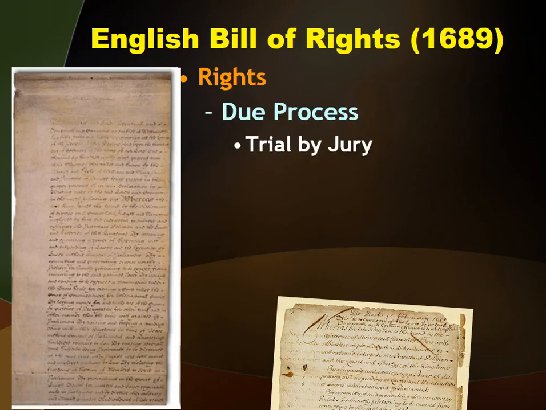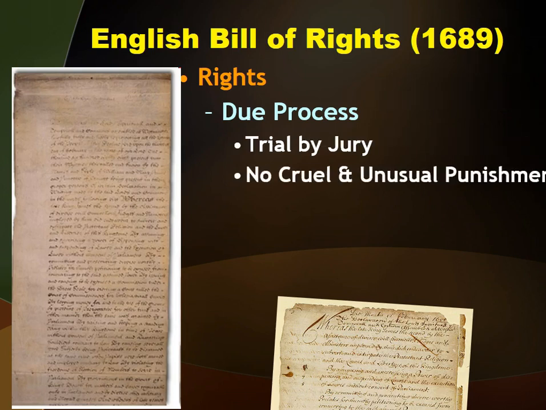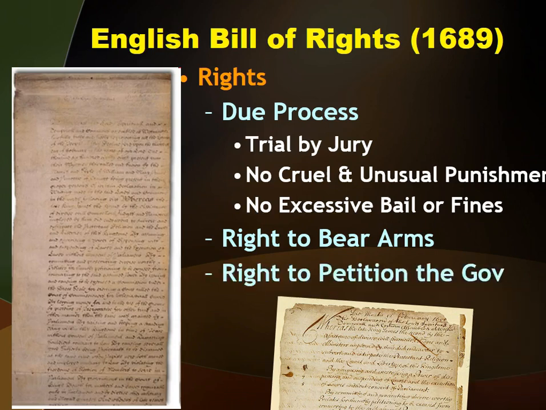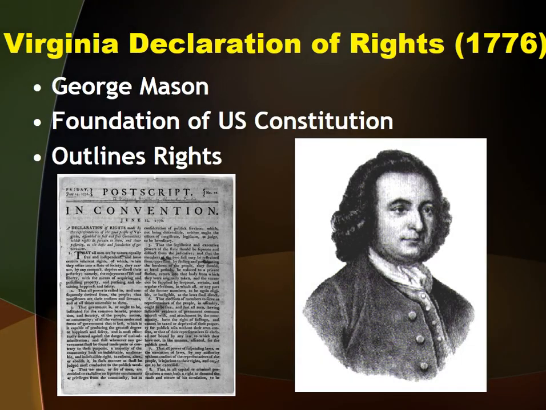So going back to the Petition of Rights, we're going to see an expansion on this to include not only a trial by jury, but also no cruel and unusual punishment, no excessive fines or bail. You have the right to bear arms. That means you have the right to carry a gun. You have the right to petition the government, which is a fancy way of saying complaining to the government. If you're not happy, you are protected with the right to complain to the government.